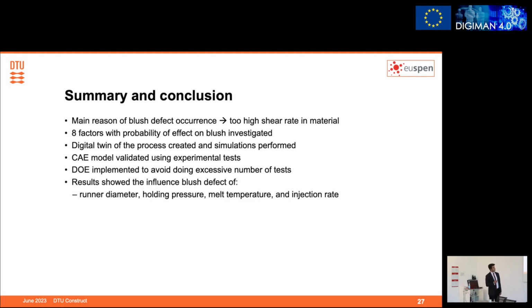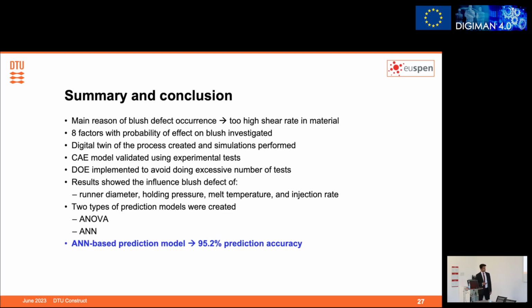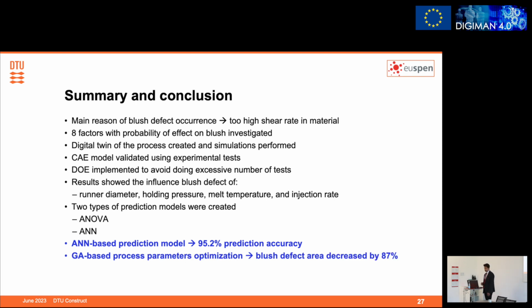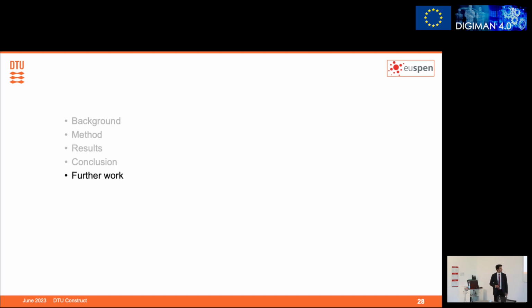Then the results showed us that the runner diameter, holding pressure, melt temperature, and injection rate are really influential on blush defect. Then we did two types of prediction models. First, based on analysis of variance, and the next one based on artificial neural network. We realized that artificial neural networks with a prediction accuracy of 95.2% work better. Then we implemented genetic algorithms on the process parameters, and we realized that the area of blush defect can be decreased by 87% this way.